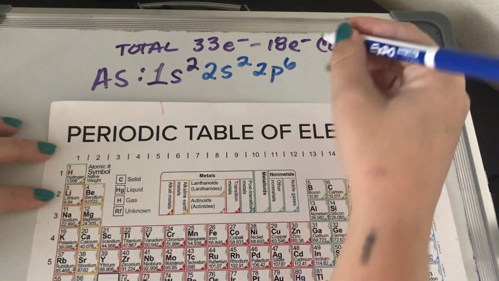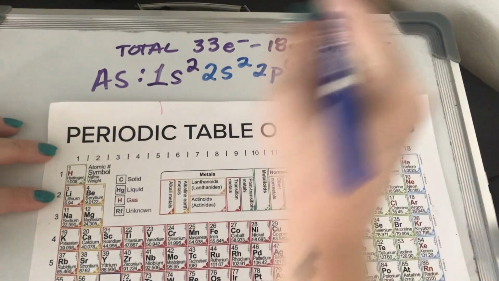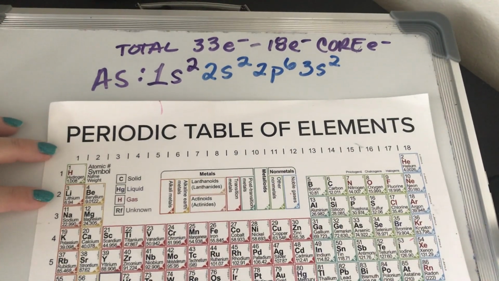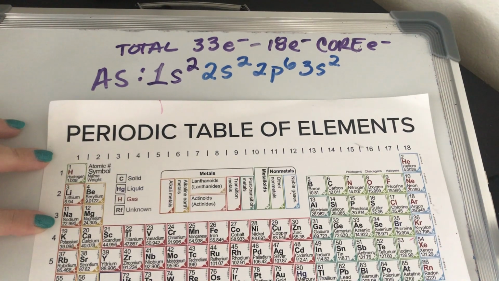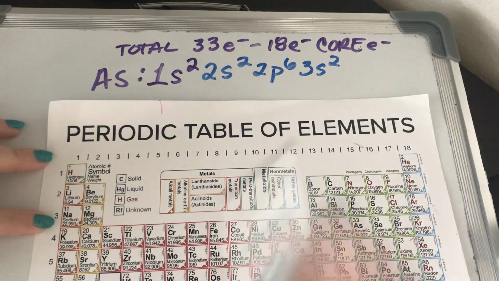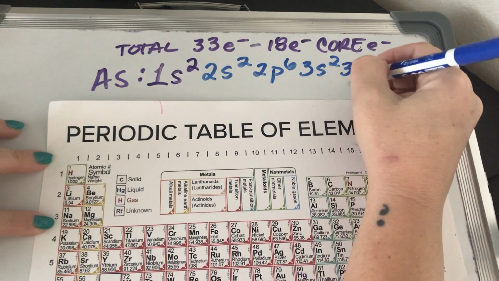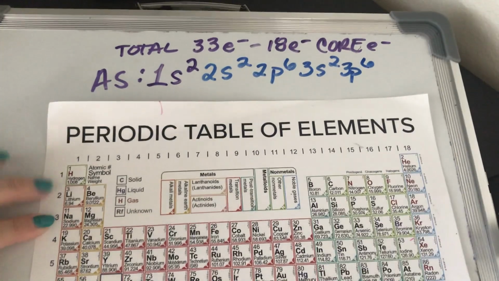3s2. Yes. So we're down to row 3 now. 3s2. Now we're in row 3, right? Do we have a D block yet? No, not yet. So then it would be 3p6. Exactly.